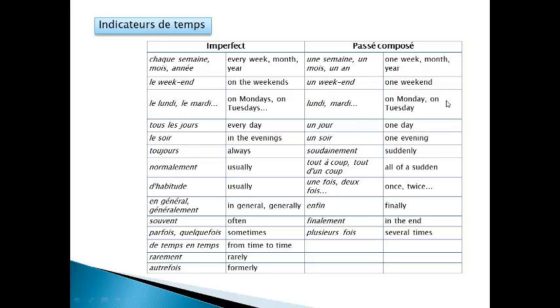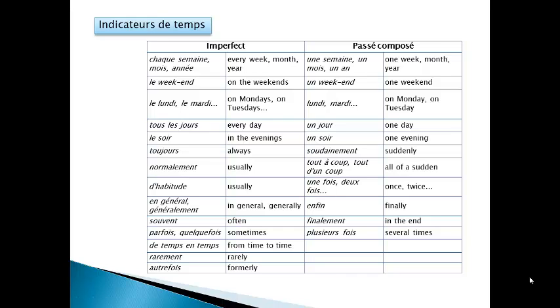Whereas passé composé are going to be more like a one-time thing or a numbered amount of times. Une semaine, un mois, un an, un week-end, lundi, mardi, un jour, un soir, soudainement, tout à coup, tout d'un coup, une fois, 2 fois, enfin, finalement, plusieurs fois.